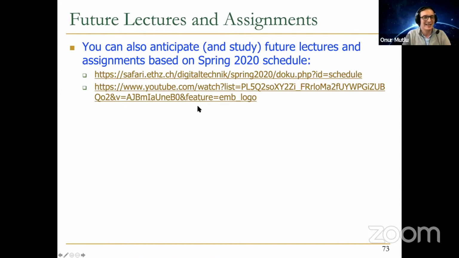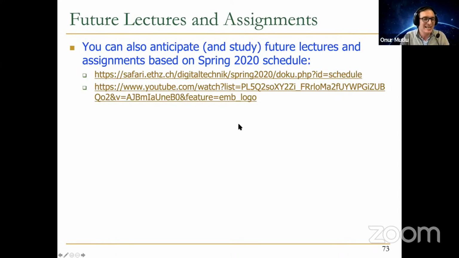And I think it's also important that this course will be run similarly to how we ran it in the past. There's not going to be any fundamental change. There may be changes here and there. We may cover some concepts that we didn't cover before or take out some concepts. But we're going to be very similar to the schedule that we followed in spring 2020, which is last year. So you can basically anticipate and study future lectures and assignments based on that schedule. And everything is public. You can find the schedule, you can find the YouTube links, etc. And you can find the labs also.